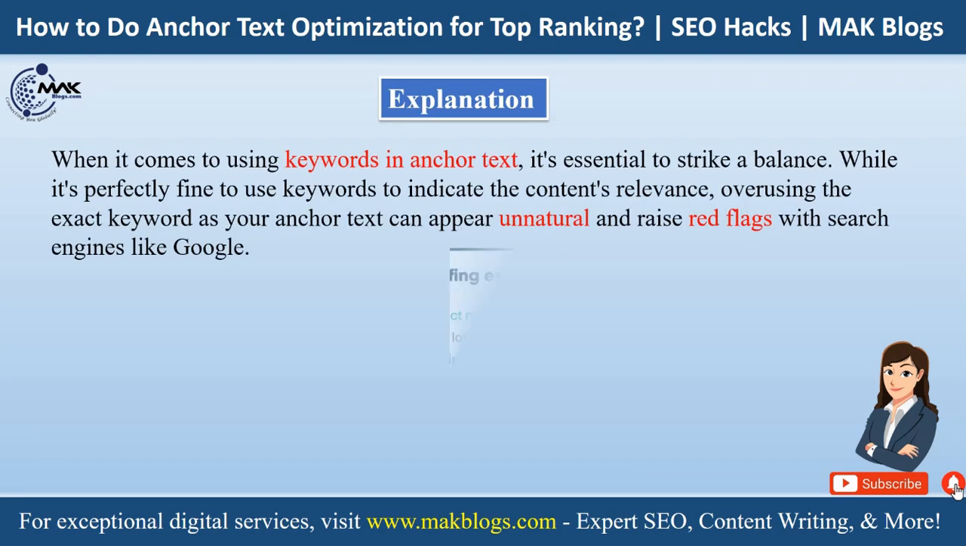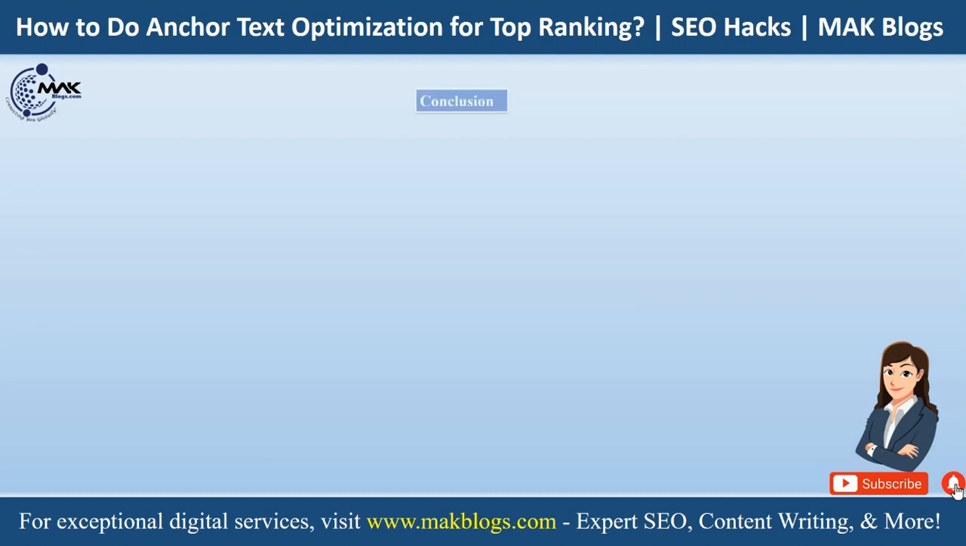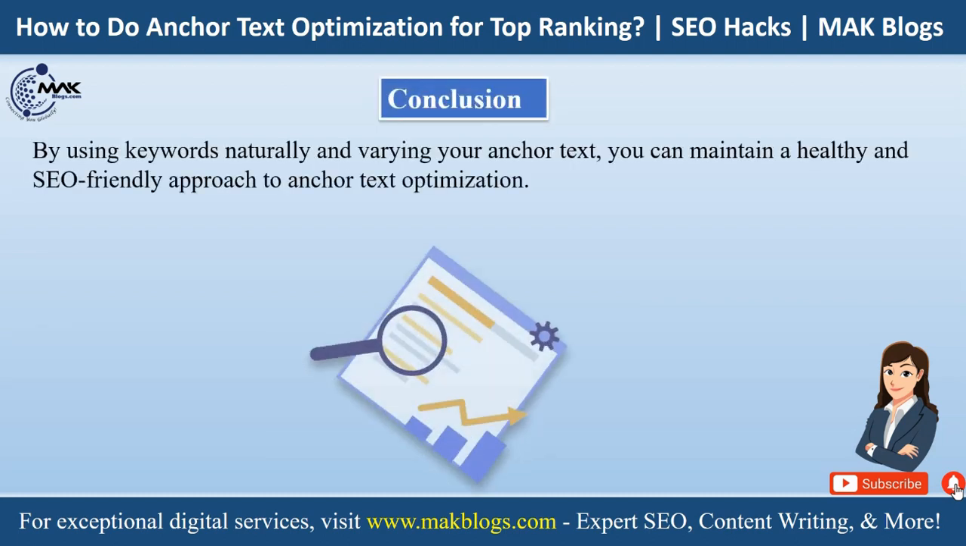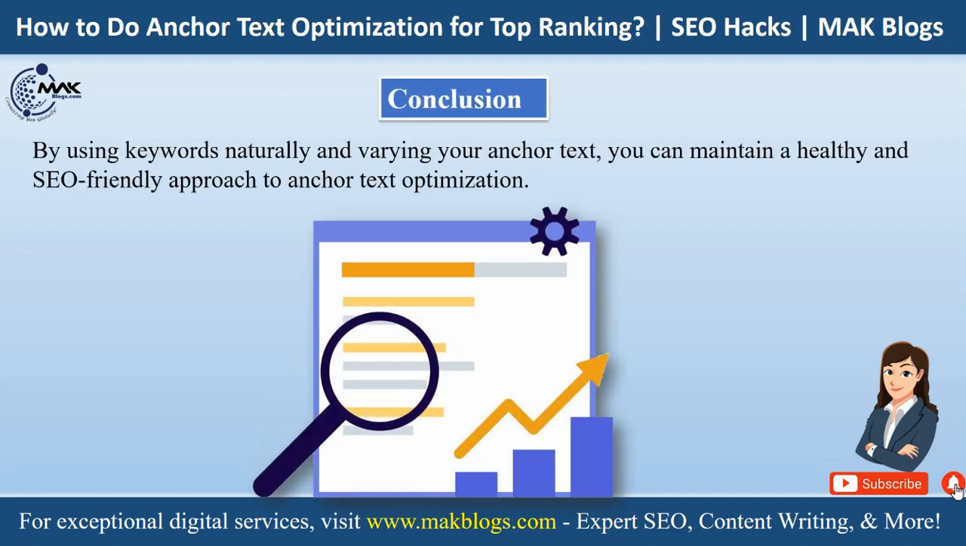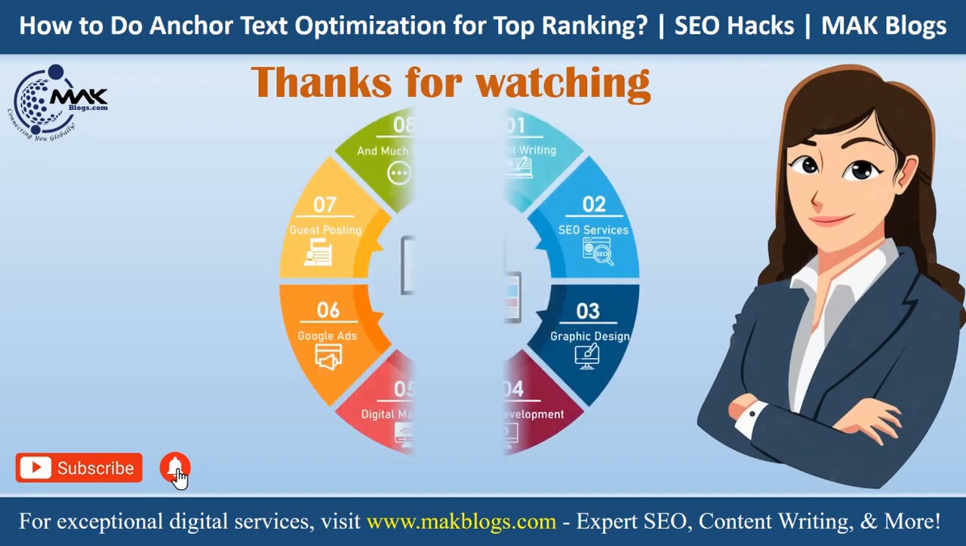Explanation. When it comes to using keywords and anchor text, it's essential to strike a balance. While it's perfectly fine to use keywords to indicate the content's relevance, overusing the exact keyword as your anchor text can appear unnatural and raise red flags with search engines like Google. Conclusion. By using keywords naturally and varying your anchor text, you can maintain a healthy and SEO-friendly approach to anchor text optimization.